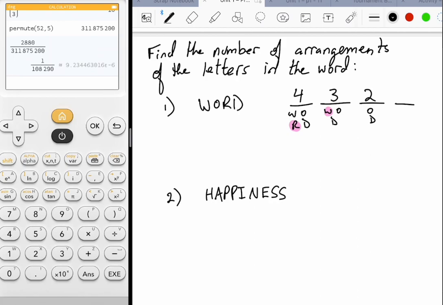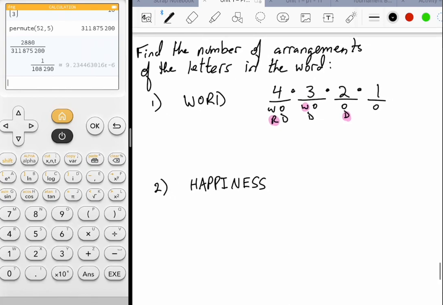and it really doesn't matter. Let's say I placed a D, I'd have 1 possible letter as a result. And that would be O. So that gives us 24 possible arrangements.